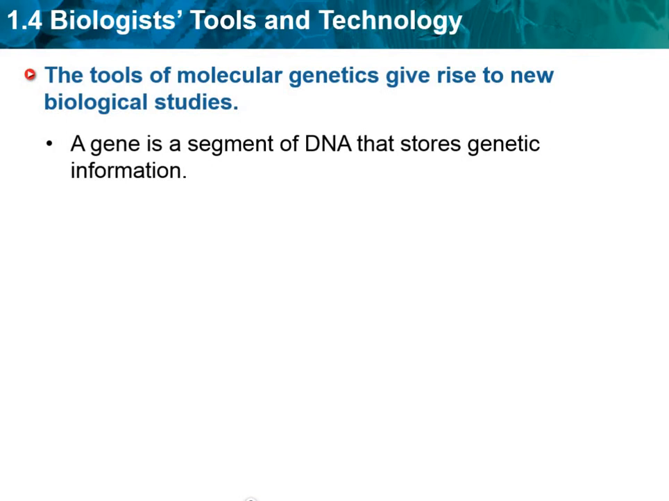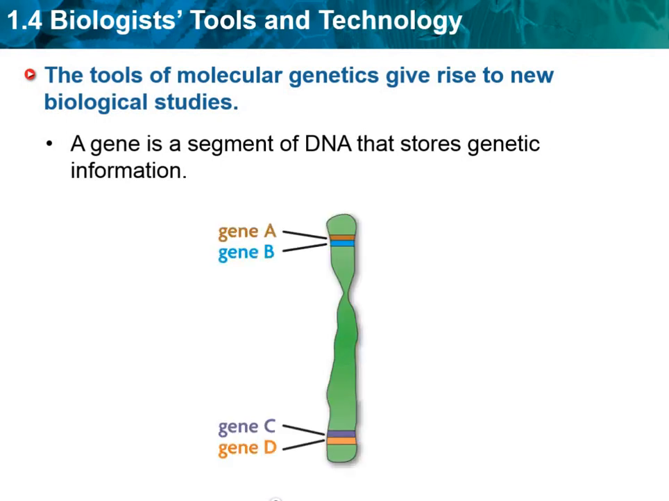Now, when we talk about genetics and looking at the DNA molecule, a gene is a segment of DNA that stores genetic information. And again, we'll get way into this when we talk about genetics. So here's an example: you've got gene A, B, C, and D on that chromosome that is pictured on this slide.